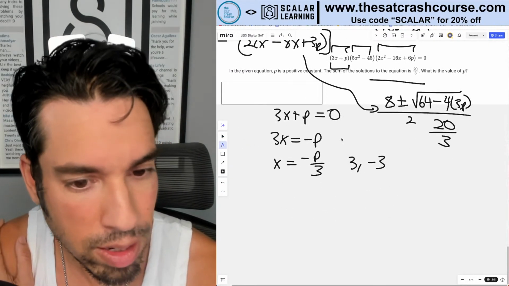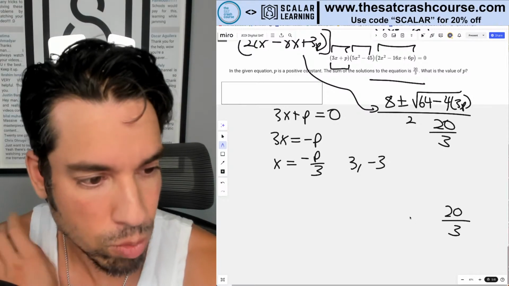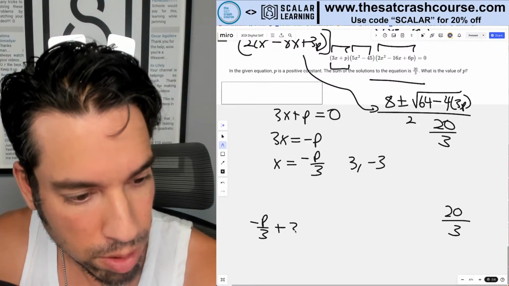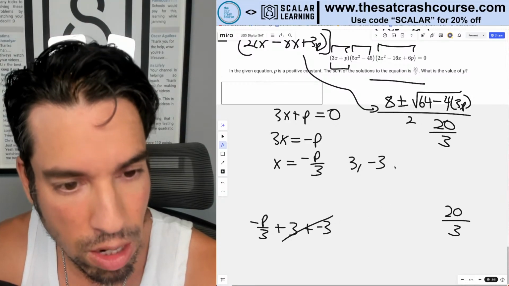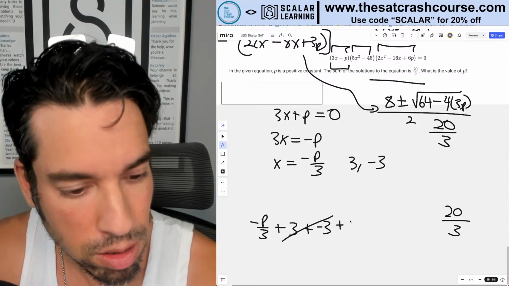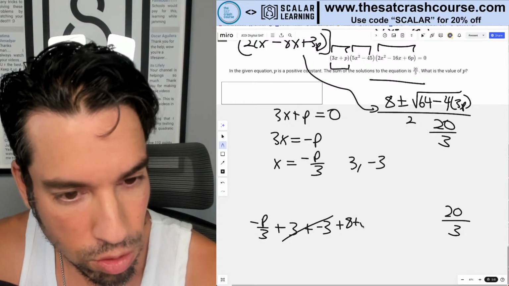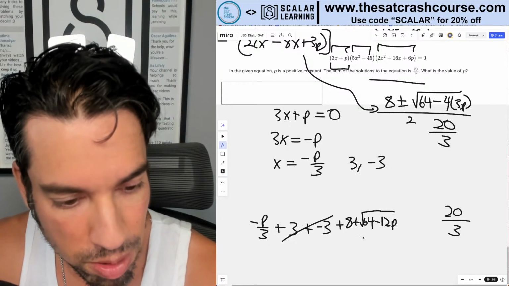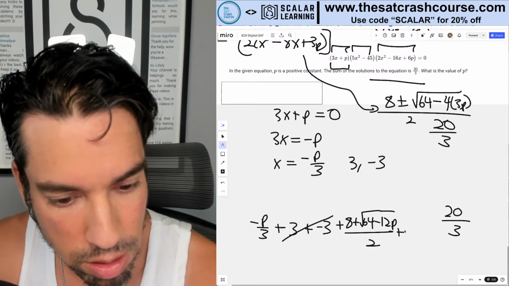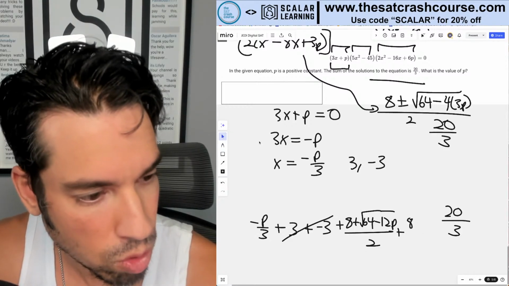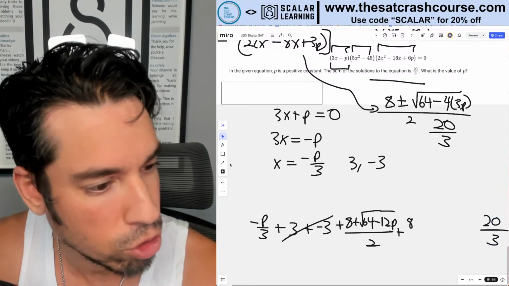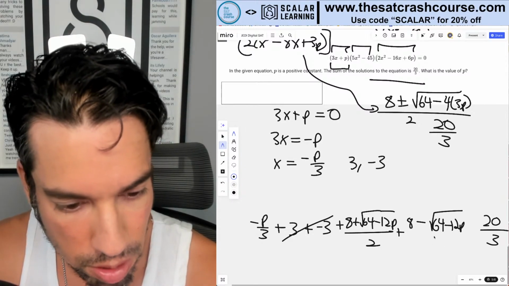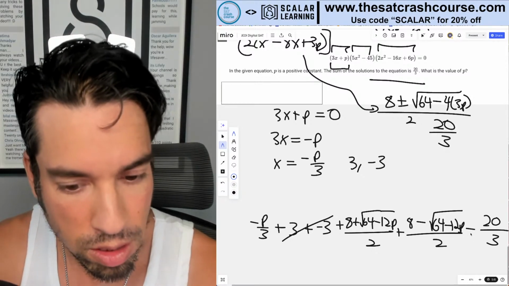All right, guys, now we can create an equation. We're adding all the solutions. So we got the sum of the solutions, which is negative P over 3 plus negative 3. Those are going to cancel out. And then plus 8 plus the radical of 64 minus 12p, right? 4 times 3p is 12p, over 2, plus 8 minus the radical of 64 minus 12p over 2. Again, I'm just adding up all the solutions. Okay, and this is equal to 20 over 3.